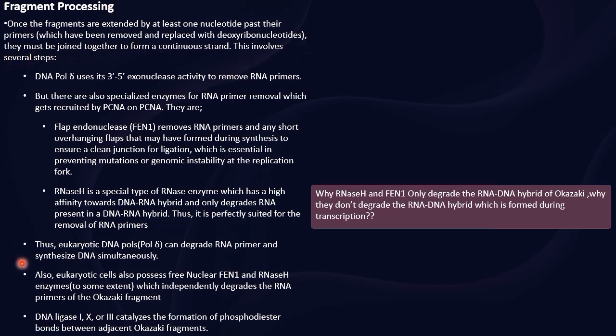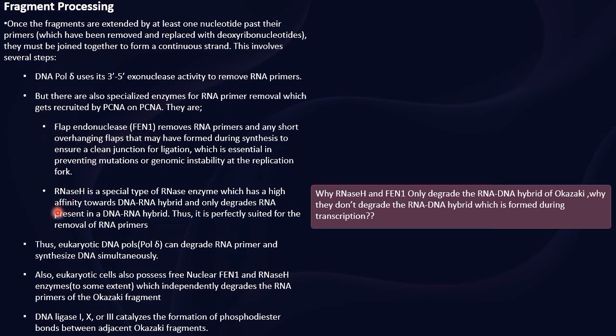First step is the removal of the RNA primer. There are various enzymes involved in this process of removal of the RNA primer. The first one is DNA pol delta, which uses its 3' to 5' exonuclease activity to remove the RNA primers from the Okazaki fragment. But there are also specialized enzymes for RNA primer removal, which get executed on PCNA itself. They are FEN1 and RNase H, as mentioned here.